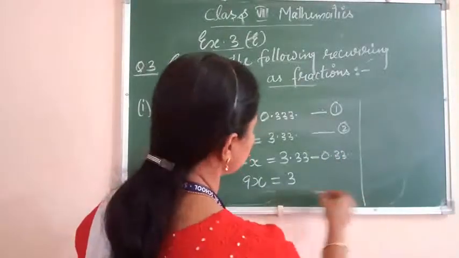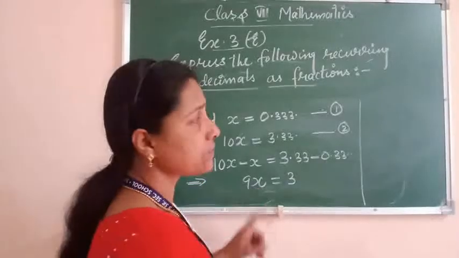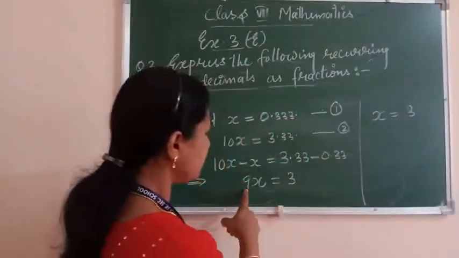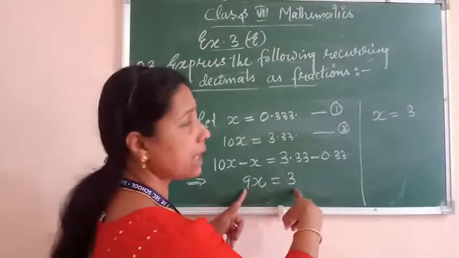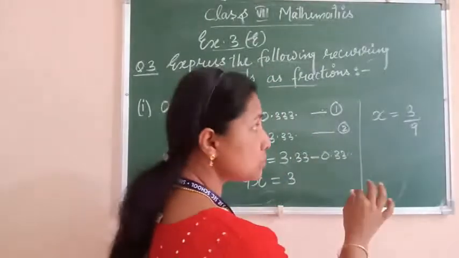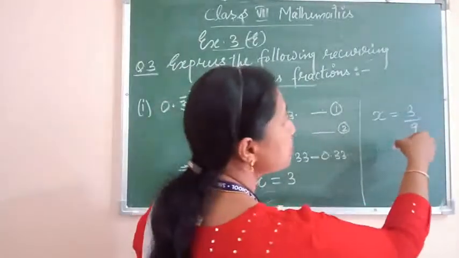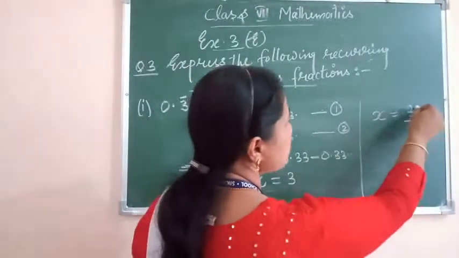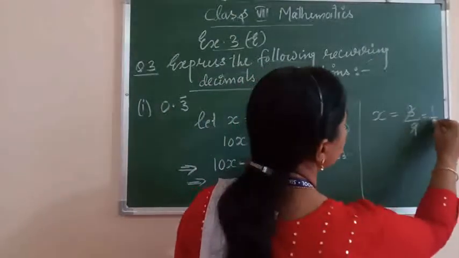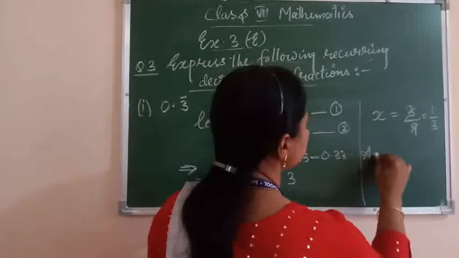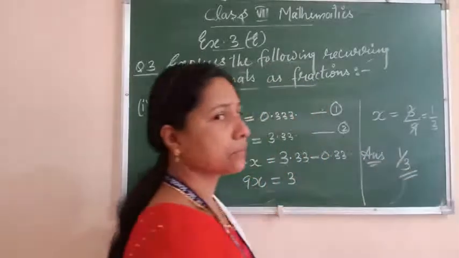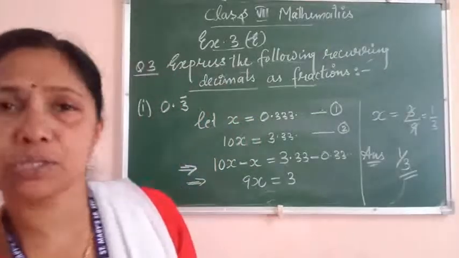After doing this, you have to find the value of x. Then x is equal to 3 is already here, and this 9 we are transferring from the left side to the right side. So it will become 3 upon 9. Now you got the fraction, but you can reduce this fraction also. 3 is the common factor here. So after reducing, you will get 1 upon 3. So you can write the answer, the fraction of this is 1 upon 3.